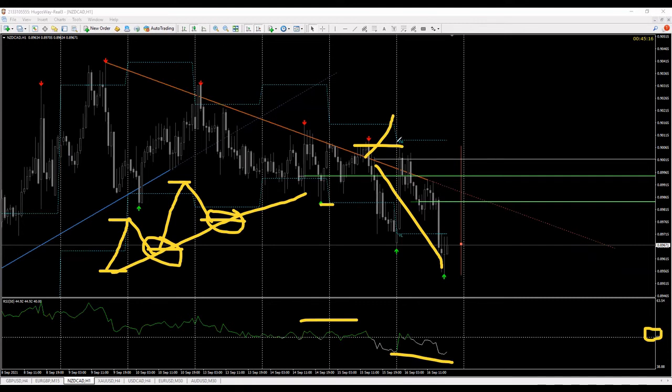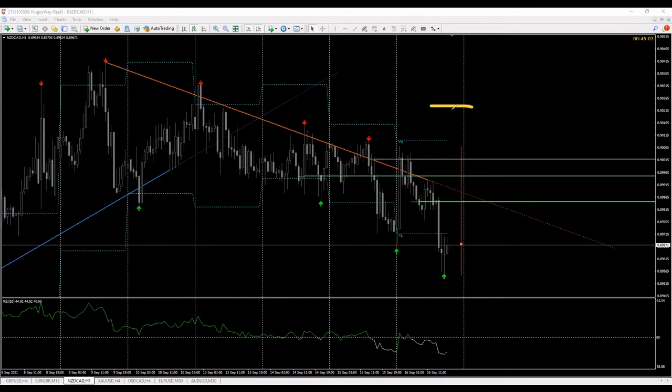When it's white, I'm looking for entries at, hold on, I did that wrong. I'm looking for entries at lower highs.